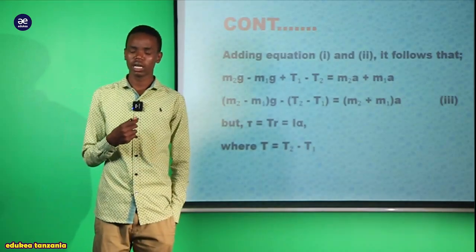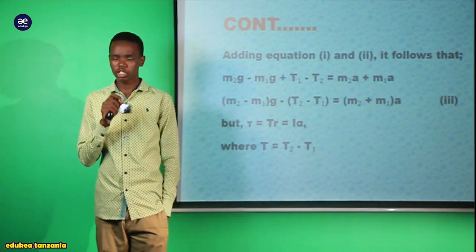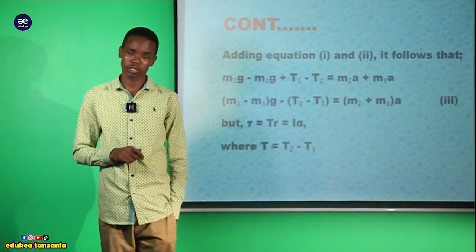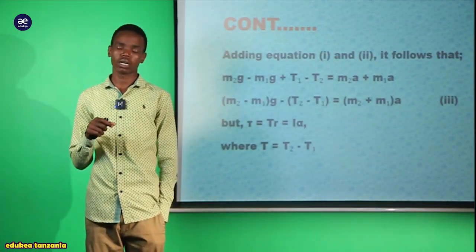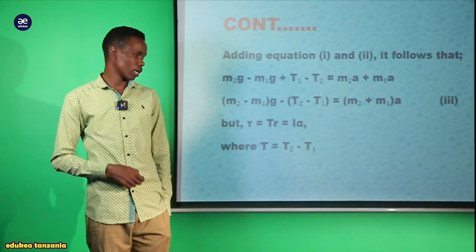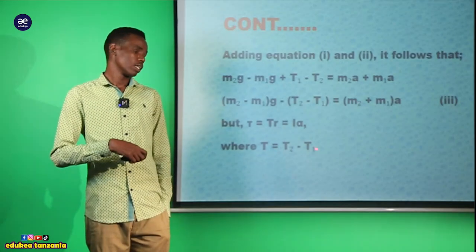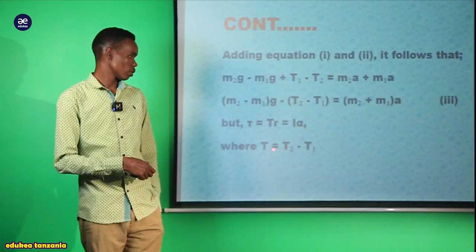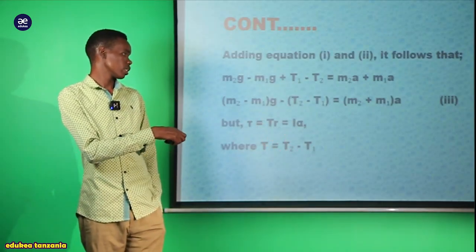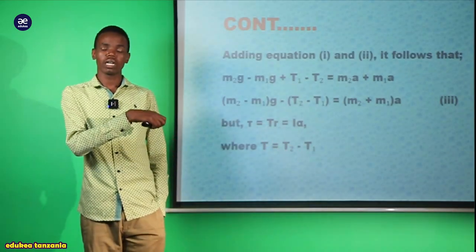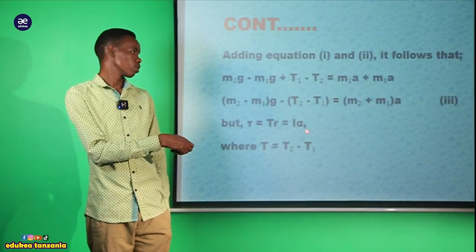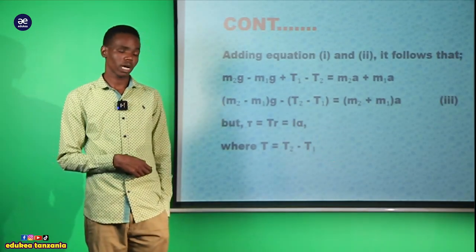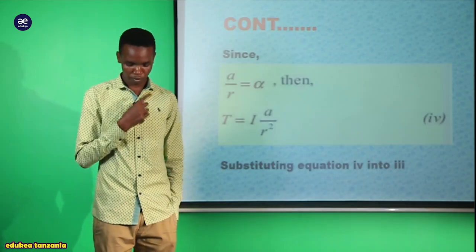Lakini tunajua sasa ili tuweze kumpata yule tension, tutachukua ni sawasawa na wale difference of the two tensions. Tutachukua yule tension 2 tutatoa na sawasawa na tutatoa na ile tension 1. Therefore we could say that tension must be equal to tension 2 minus tension 1, and also torque must be equal to tension times the perpendicular distance, which is equal to the moment of inertia times the angular acceleration.